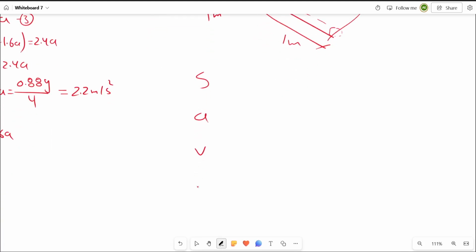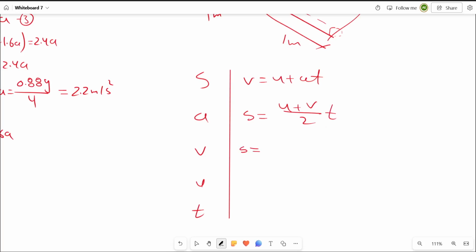SUVAT equations. Okay, what I like to do is I like to write all the equations. So in front of S, which is displacement, I'm gonna write the equation that doesn't include the letter S, which is V equals U plus AT. I'm gonna do the same for the rest. So over here we have S equals U plus V over 2 times t. Over here I have S equals ut plus half at squared. S equals vt minus half at squared. This one you don't use a lot at all. This is V squared equals U squared plus 2as.